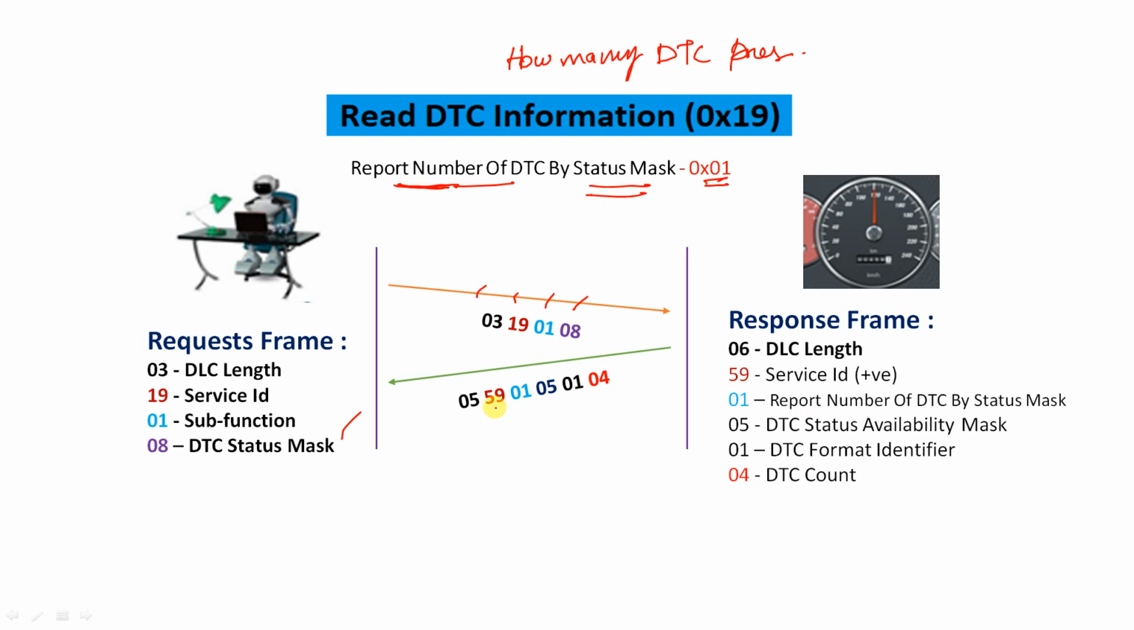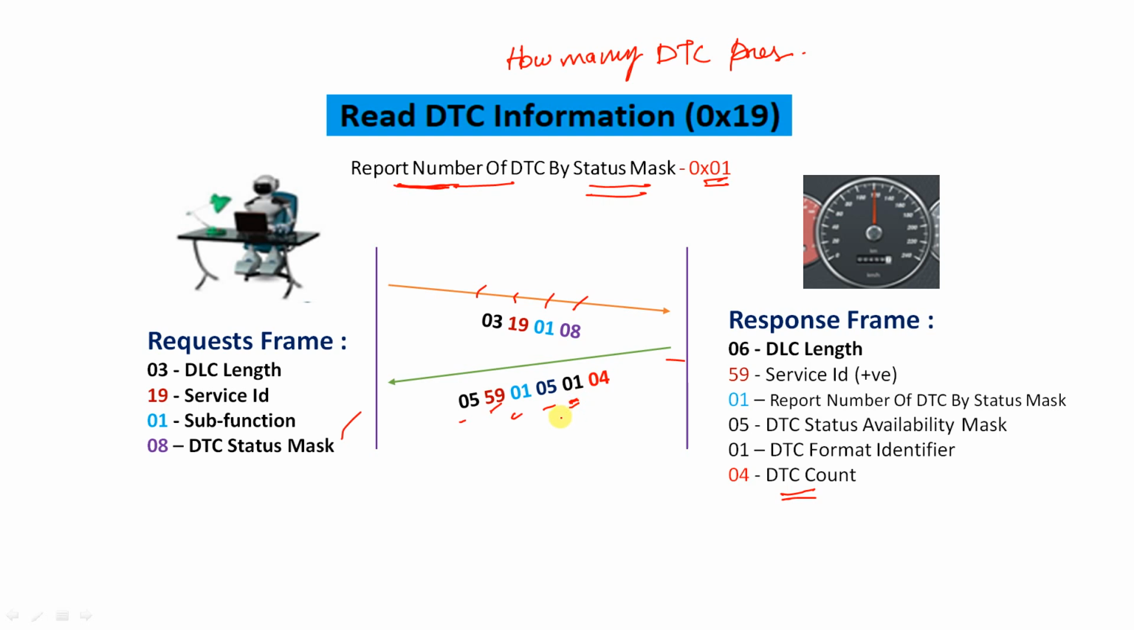Here the output will be 59. The 05 is the DLC length, how many bytes are occupied. 59 is a positive response. Then 01 is the subfunction. 05 is the same DTC status availability mask. Then 01, and here you have to understand this new terminology, is the DTC format identifier. So there will be an identifier for the DTC count. Okay, DTC format identifier 01.